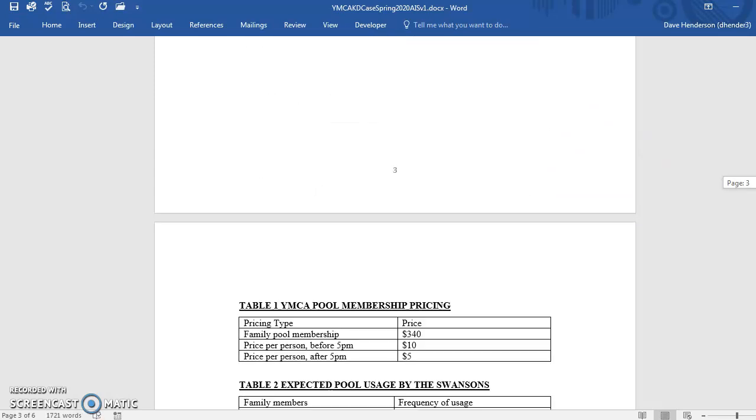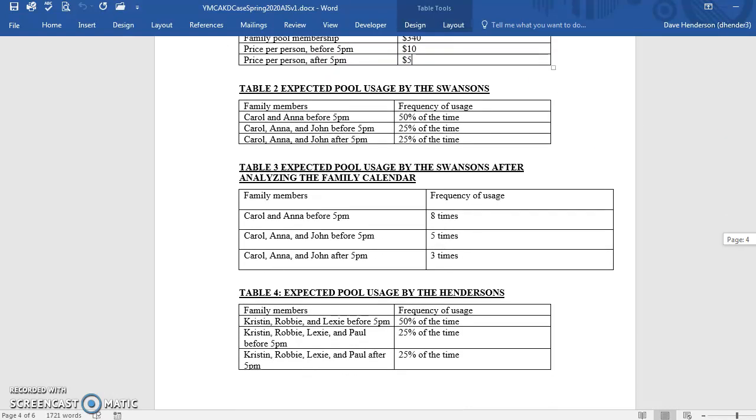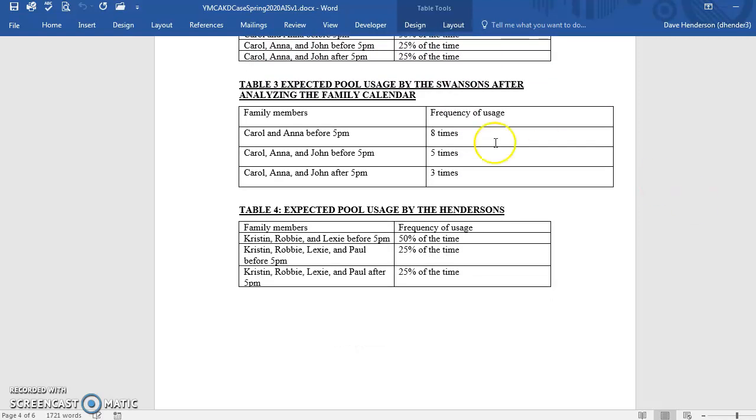All right. Now look down here. These are your tables. So Table 1, pricing membership, $340 for the summer, $10 each person before 5, $5 each person after 5. This is the usage by the Swansons. Carol and Anna before 5, half the time. Carol, Anna, and John before 5, 25% of the time. And then everybody in the family after 5, 25% of the time. This is after analyzing the family calendar. Carol and Anna before 5, 8 times, 5 times, and then 3 times. You can see it there.